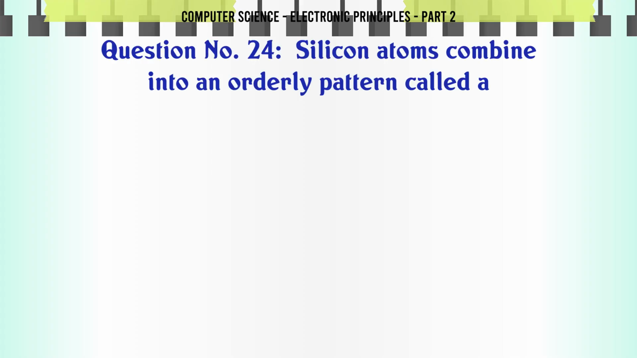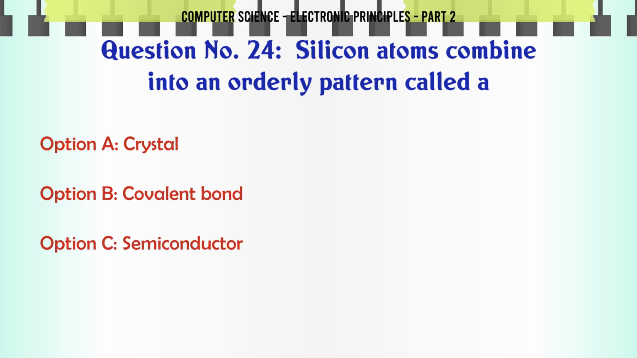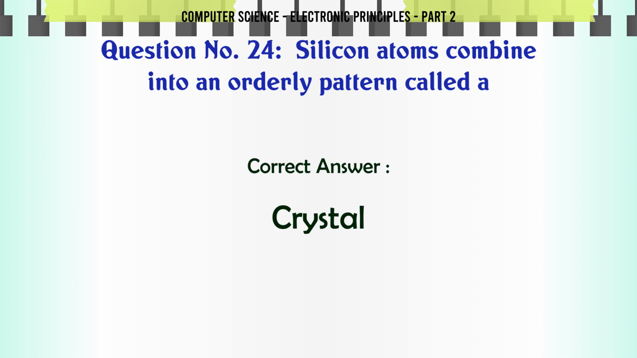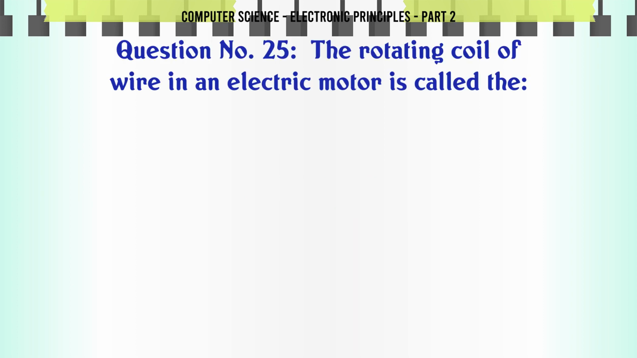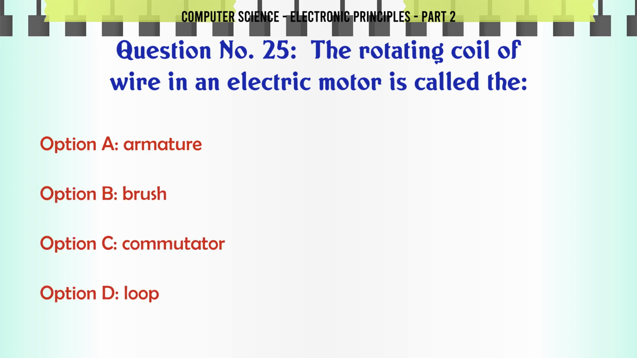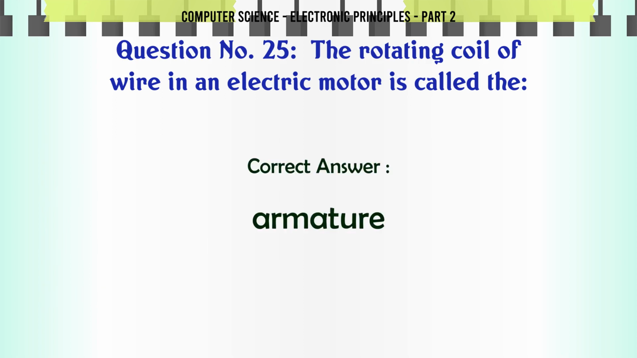Silicon atoms combine into an orderly pattern called: A. a crystal, B. covalent bond, C. semiconductor, D. valence orbit. The correct answer is crystal. The rotating coil of wire in an electric motor is called the: A. Armature, B. Brush, C. Commutator, D. Loop. The correct answer is armature.